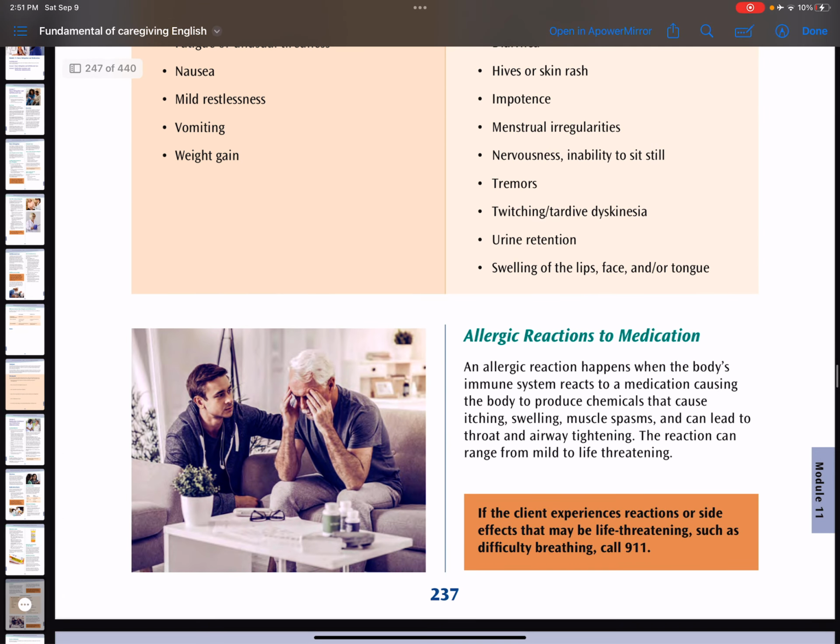What's an allergic reaction? Sometimes people have an allergic reaction. An allergic reaction happens when the body's immune system reacts to a medication, causing the body to produce chemicals. Those chemicals cause itching, swelling, muscle spasm, and a lot more. If the client experiences reactions or side effects that may be life-threatening, please call 911. It's very important.